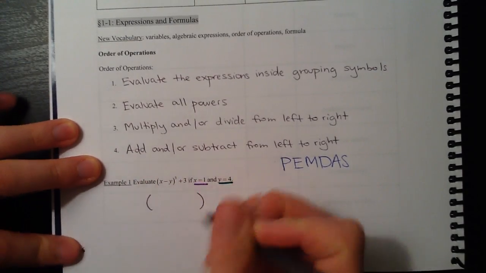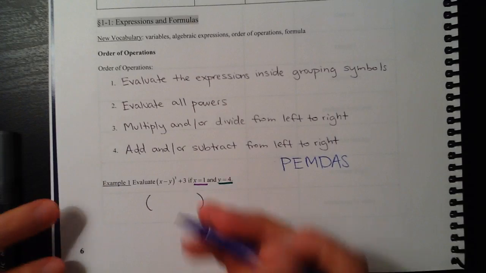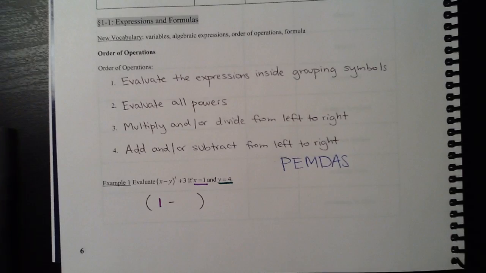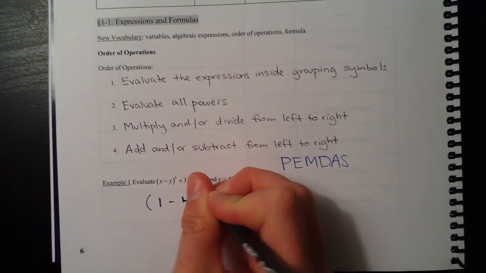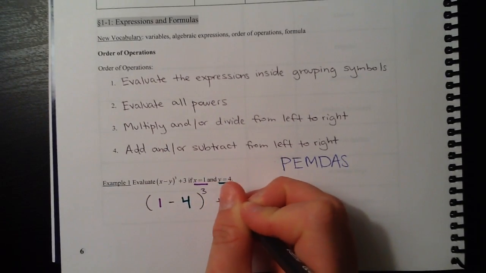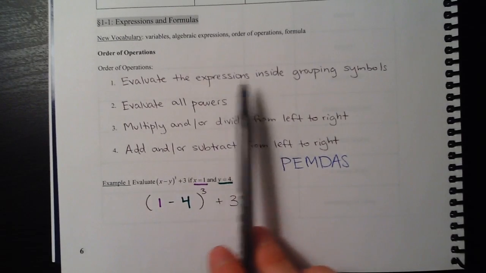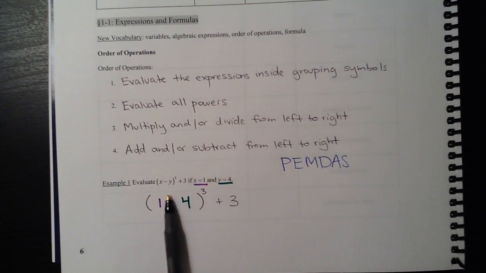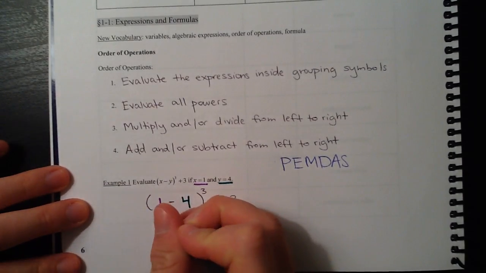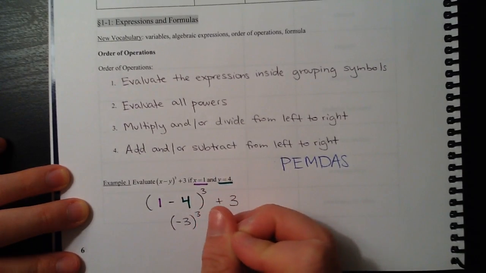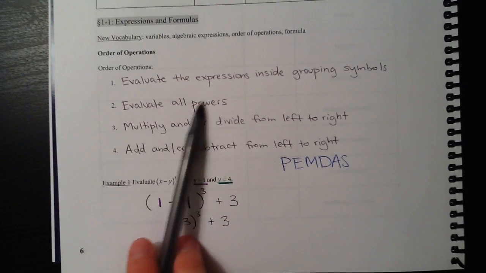So instead of x minus y, we are going to plug in a 1 for x, and then minus a 4 for y. And then we've got this little exponent on the outside, and then don't forget about this plus 3 after all of that. Okay, so we're going to follow the order of operations here. So first, evaluate the expressions inside grouping symbols. That means we're doing this first. We're inside parentheses. 1 minus 4, you do that subtraction first, and we're going to end up with a negative 3. And then there's a third power on the outside, plus 3, so lots of 3's here. Step 2, evaluate all powers.